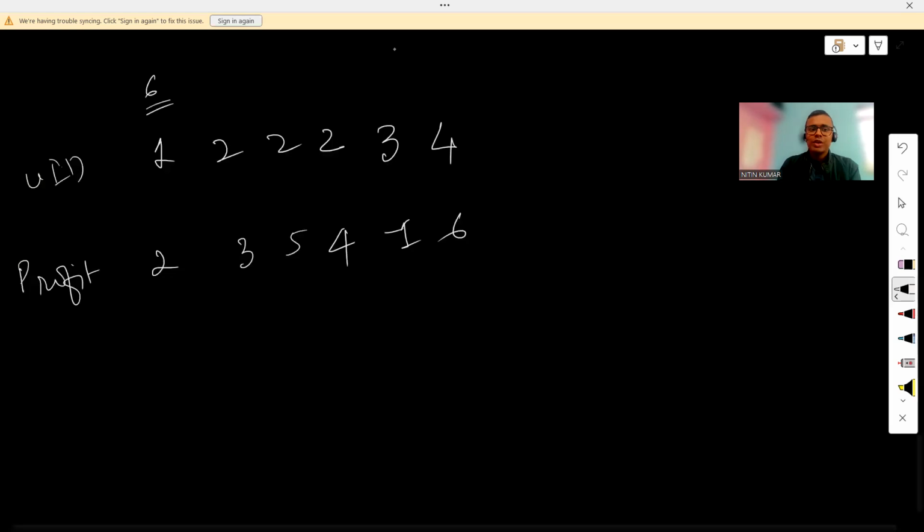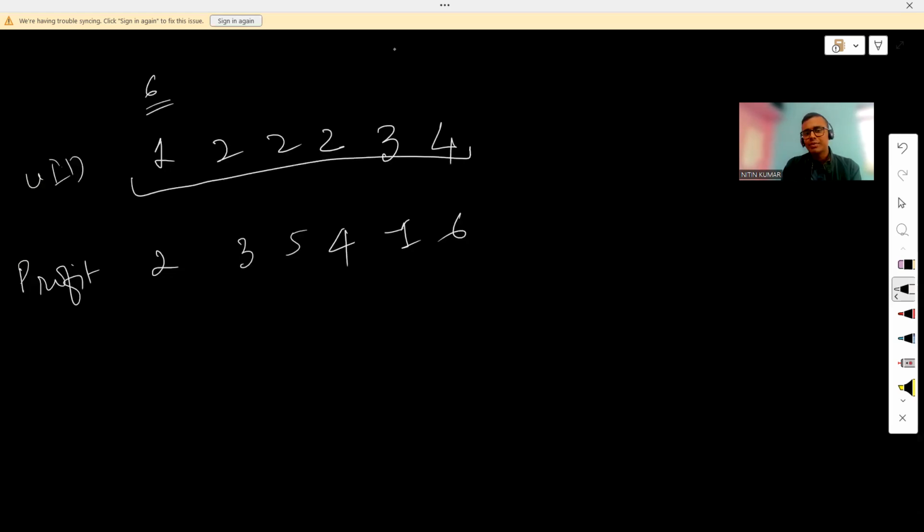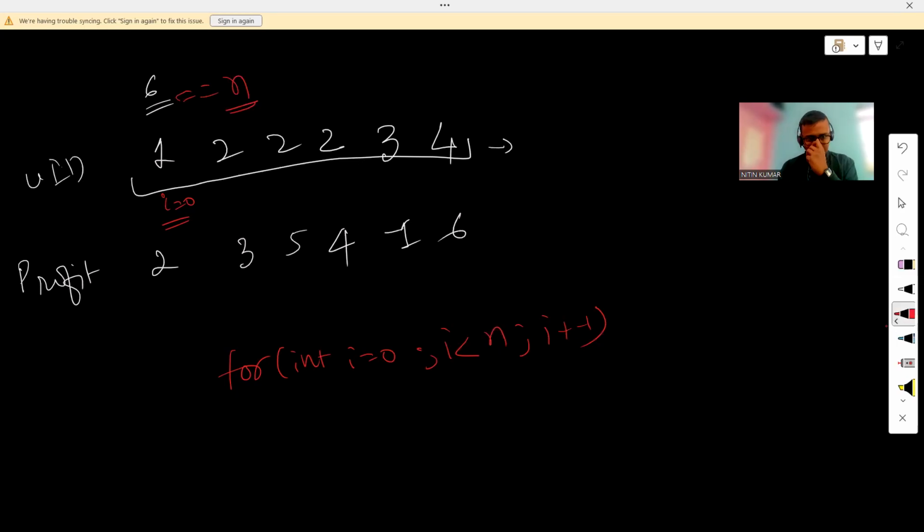We are going to iterate over this unique array. Let me start with index I equal to 0, so we are at this 1. Let me iterate it with int I equal to 0, I less than n, I plus plus, where 6 is n. So we are iterating over every element of the array.